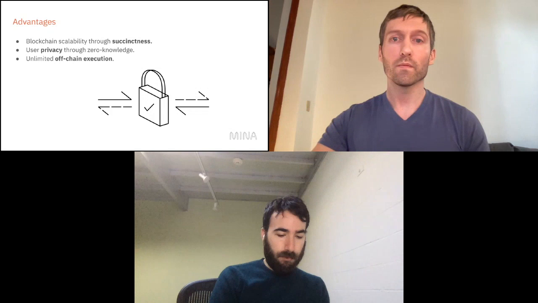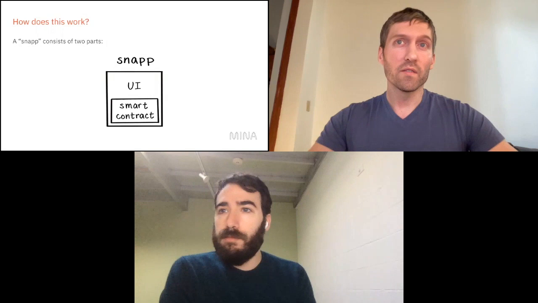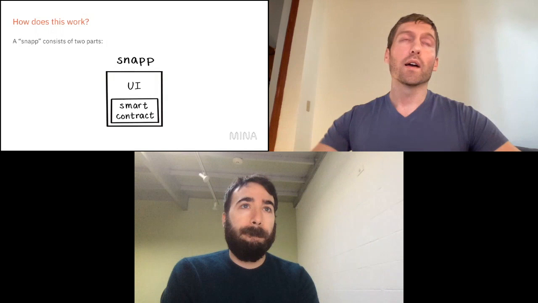How does this work? To define the terminology, a snap consists of two parts. We use the word snap to refer to both the user interface and the smart contract within it. So for instance, the rest of this talk, Izaak is going to be referring to this smart contract within a particular snap.